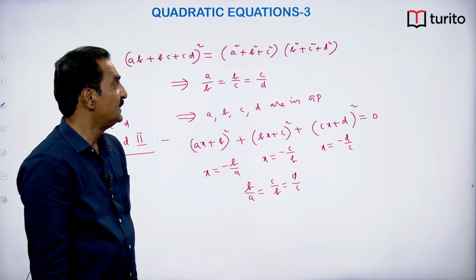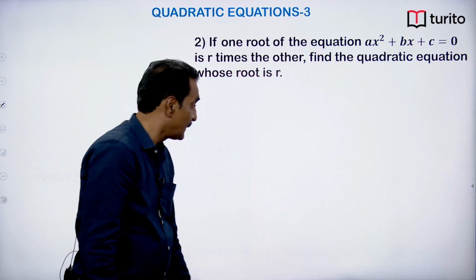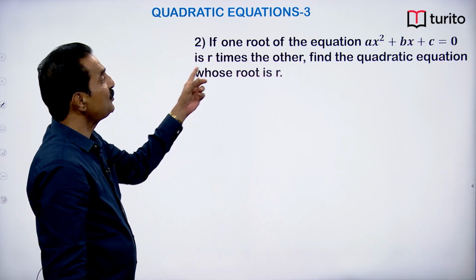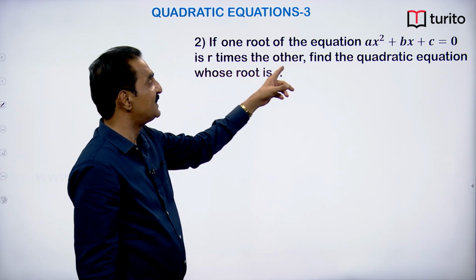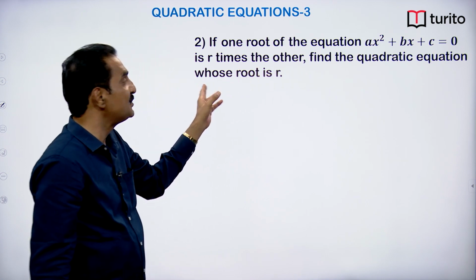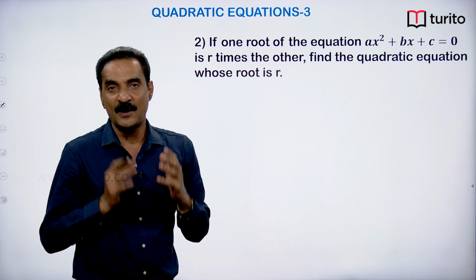Okay. Next question. If one root of the equation ax square plus bx plus c is equal to 0 is r times the other, find the quadratic equation whose root is r. In this connection, I want to give you a formula.